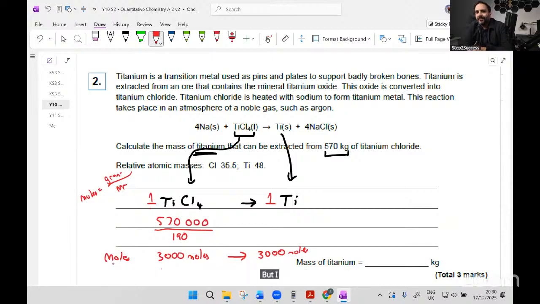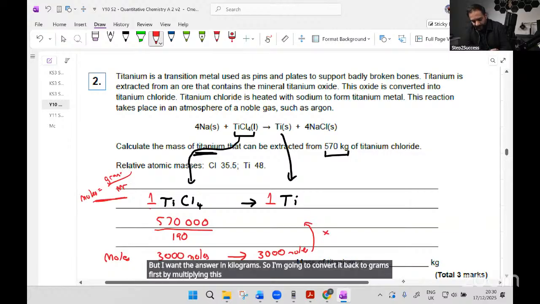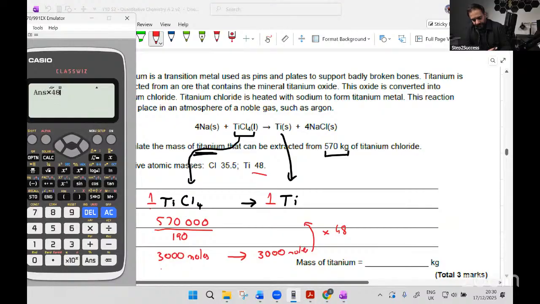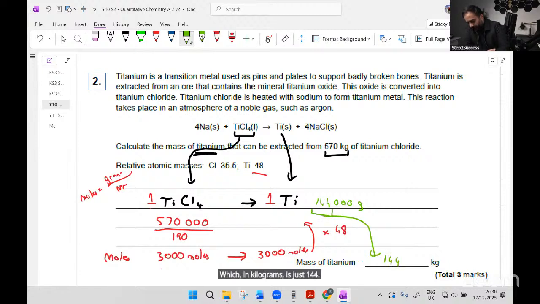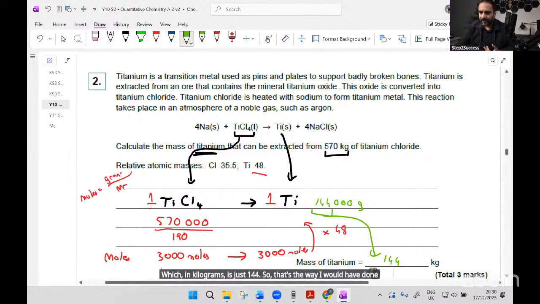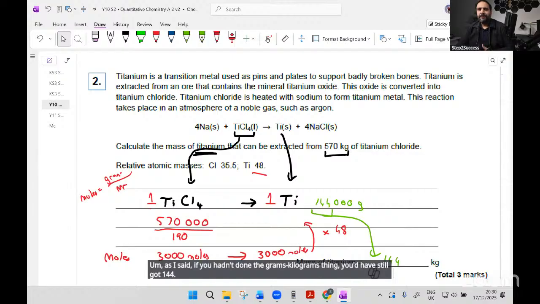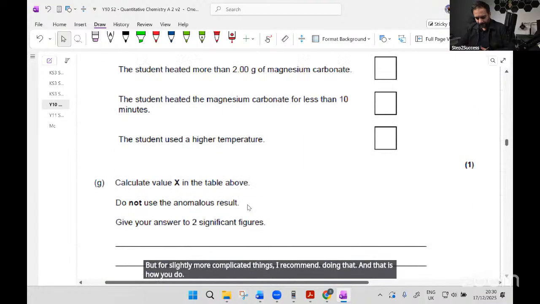But I want the answer in kilograms. So I'm going to convert it back to grams first by multiplying, using this equation, by the Mr of titanium, which is 48, to give me 144,000 grams, which in kilograms is just 144. So that's the way I would have done that question. As I said, if you hadn't done the grams, kilograms thing, you'd have still got 144. But for slightly more complicated things, I recommend doing that. And that is how you do those sort of calculations.